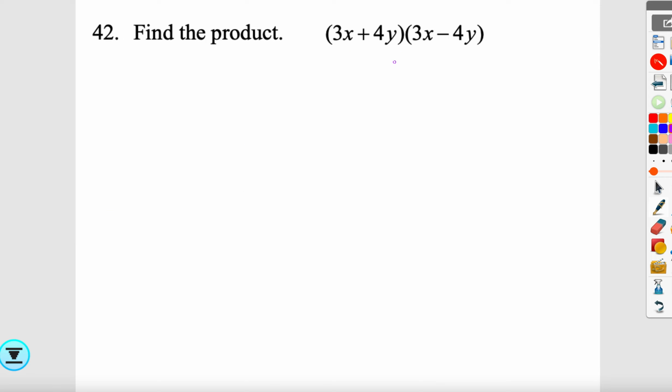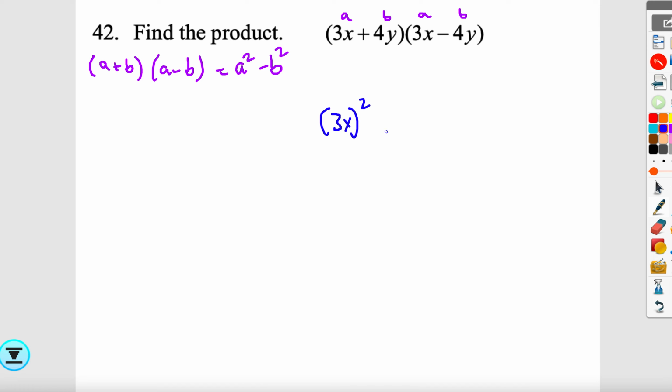Here, this is a difference of squares, because the formula is (a plus b)(a minus b) equals a squared minus b squared. So this is a plus b, and then this is a minus b. So to use the special rules, we're going to square a minus square b. So what does that look like, right? It'll be 3x squared minus 4y squared.